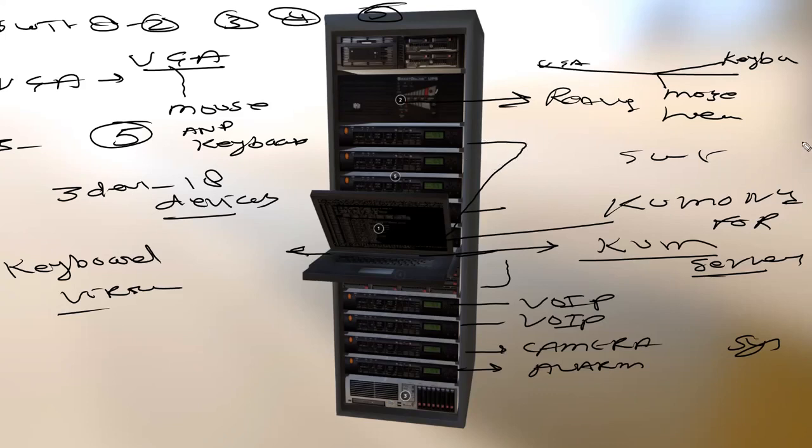So always put this kind of thing at the bottom. Any kind of UPS, always put it at the bottom. Never put it at the top. At the first row, this would be your edge gateway, which is your internet.